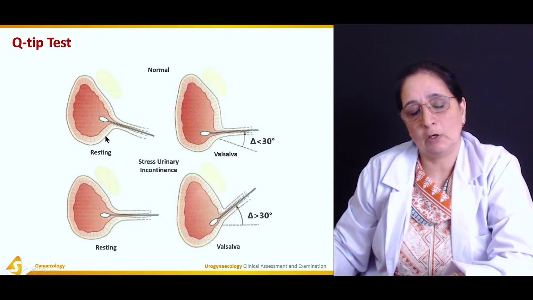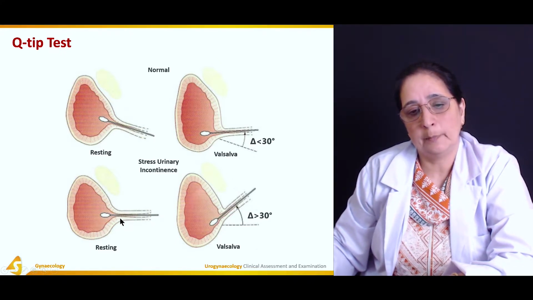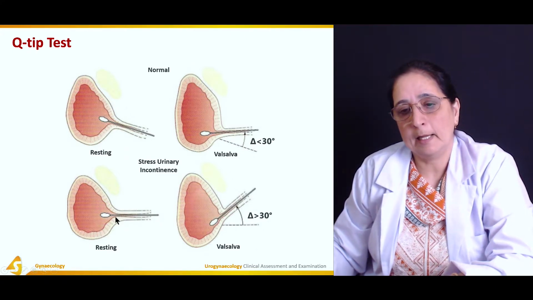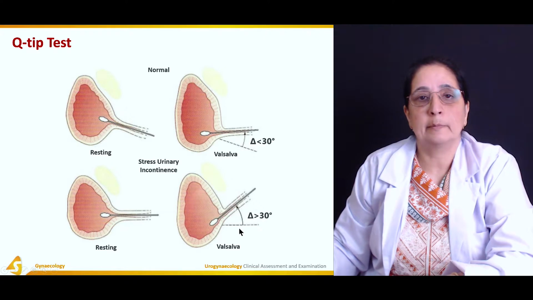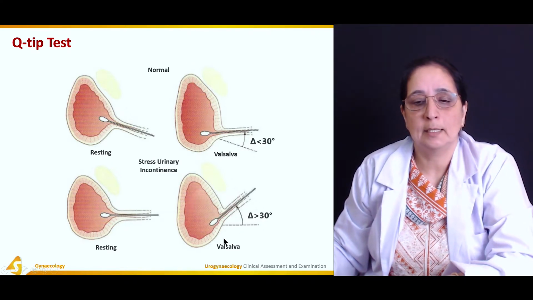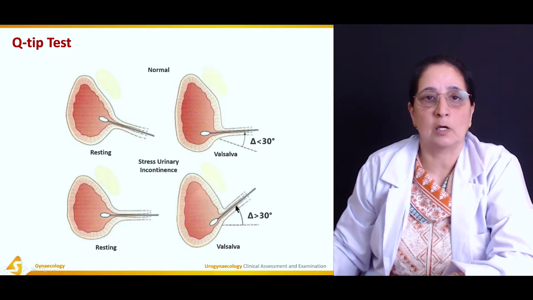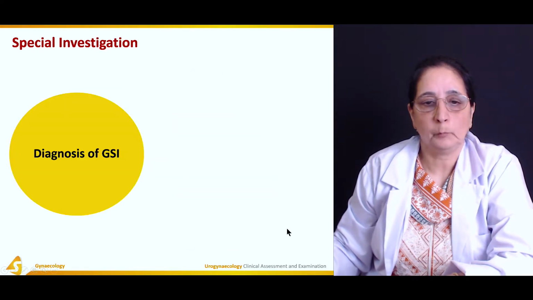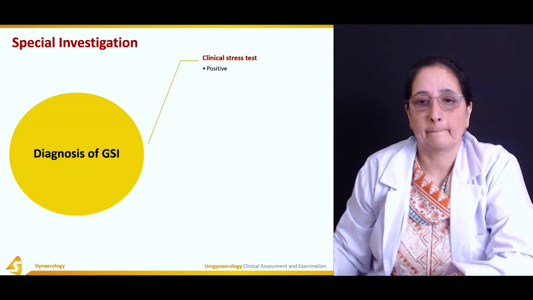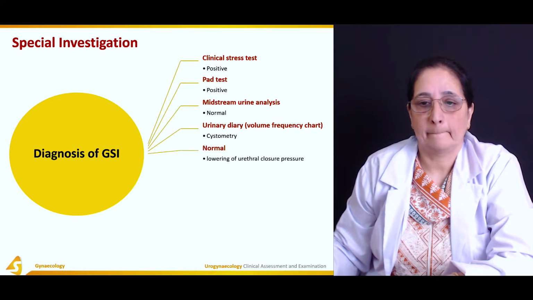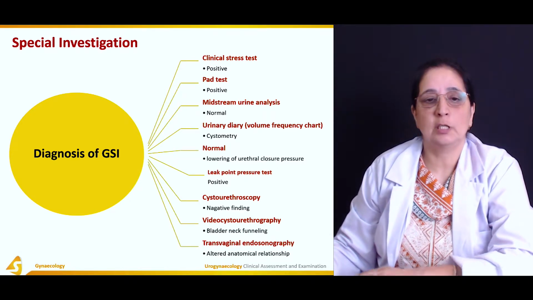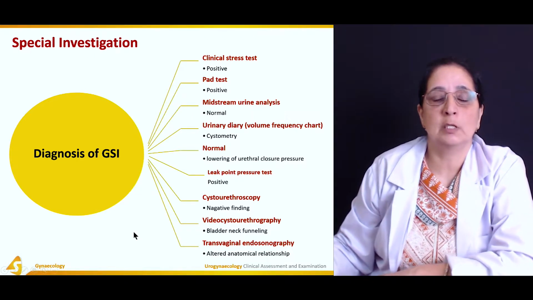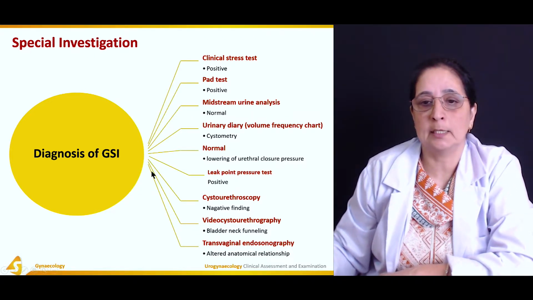With stress incontinence, the angle is moved down a little. The Q-tip is going like this, and then with the Valsalva maneuver, the angle becomes more than 30 degrees with stress incontinence. These are some investigations done to diagnose stress incontinence.